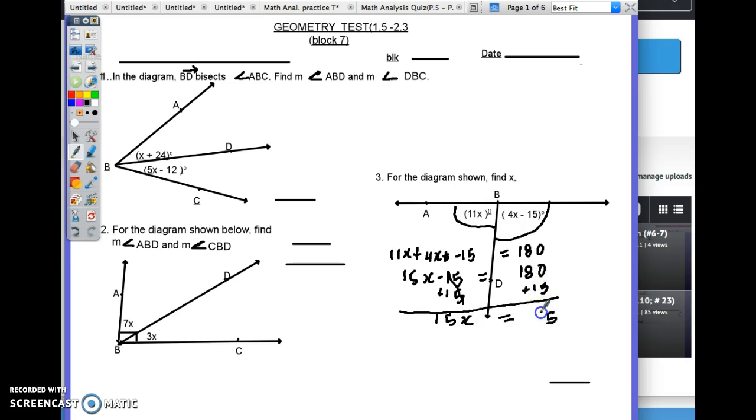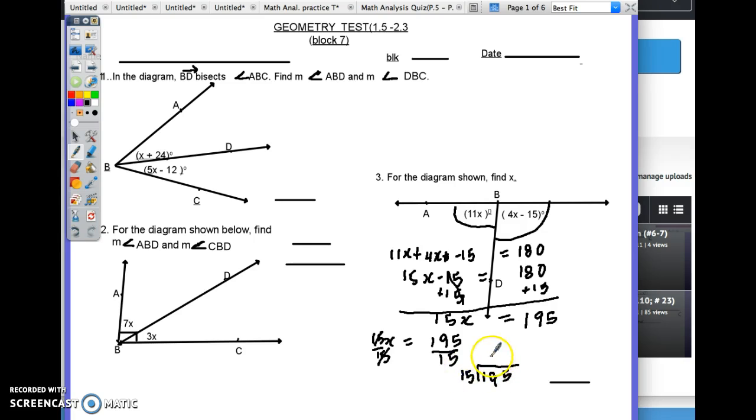equals 5 plus 0 is 5, 8 plus 1 is 9, and 1. So my last step, I'm sure you know what that is. We're going to divide both sides by 15. So we have x equals 195 divided by 15. We can take it down here. 195 in the box, 15 here.